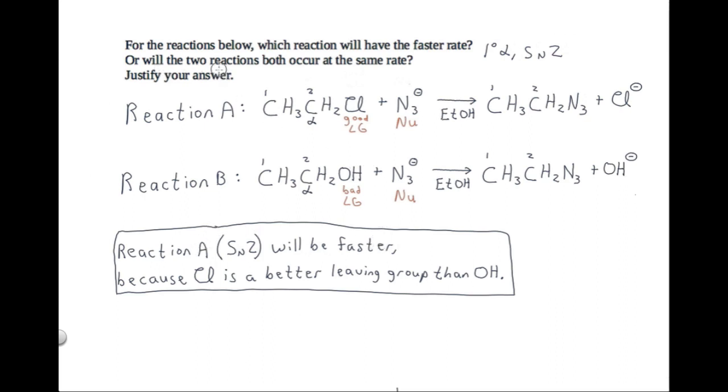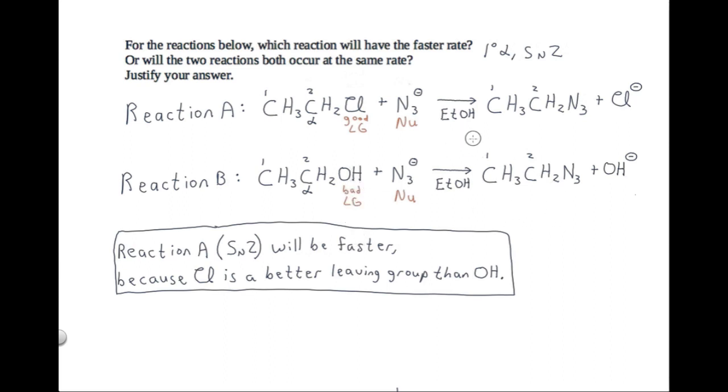Be sure to justify your answer. Our justification is that chlorine is a better leaving group than OH. I think most professors in most introductory courses would accept this as a sufficient answer for this problem. As I mentioned, in fact, the rate of reaction B would be close to 0 for this problem because SN2 requires a good leaving group and OH is a bad leaving group.